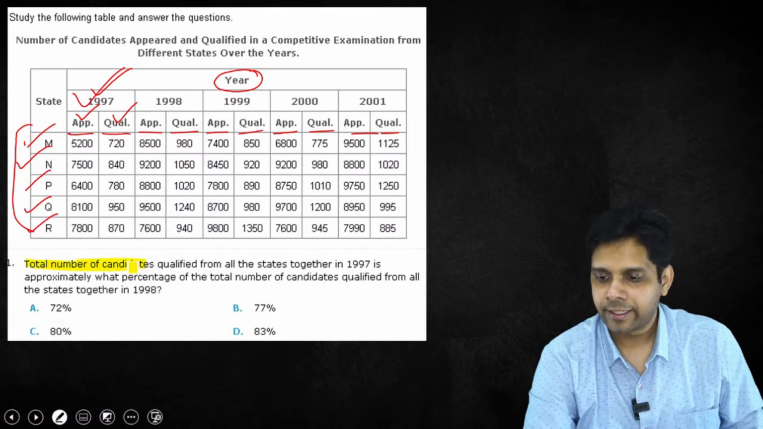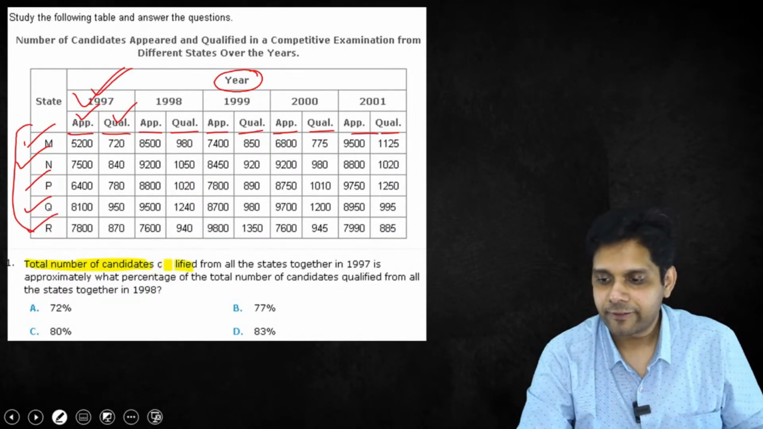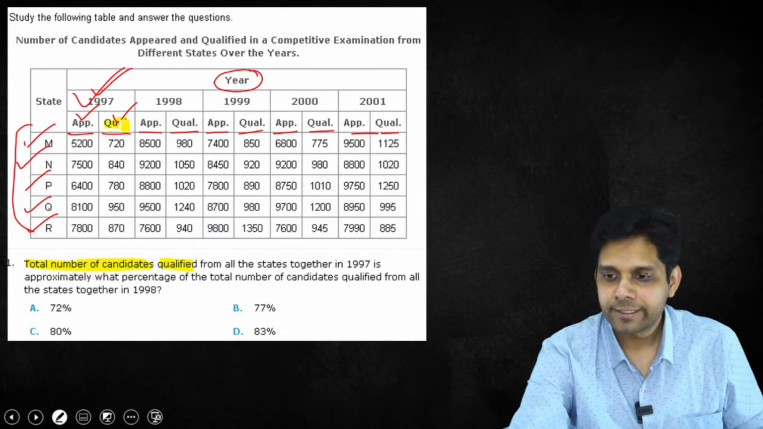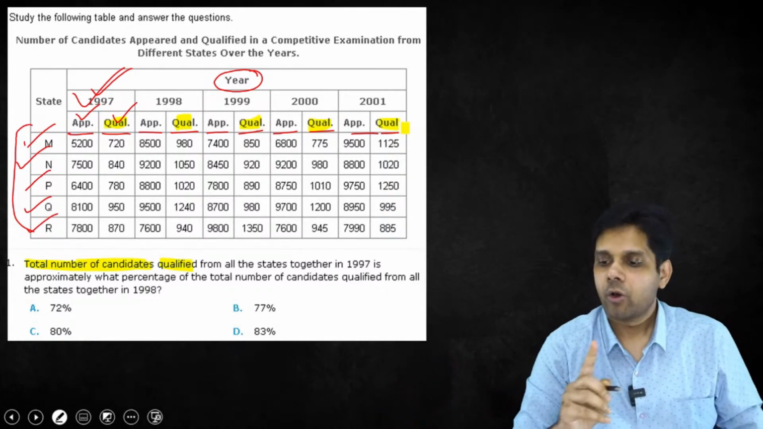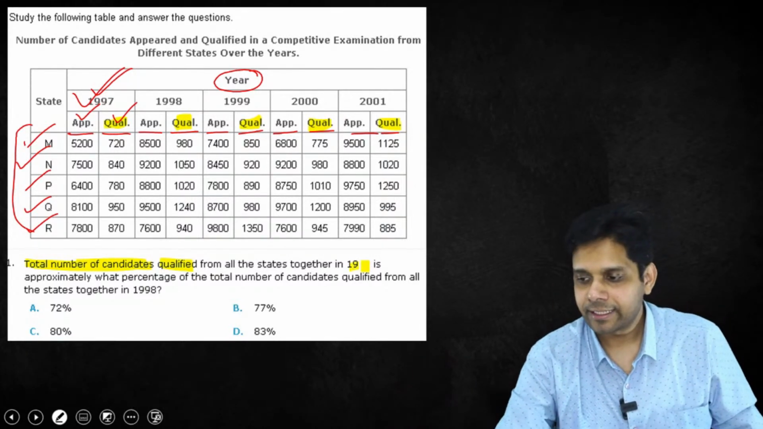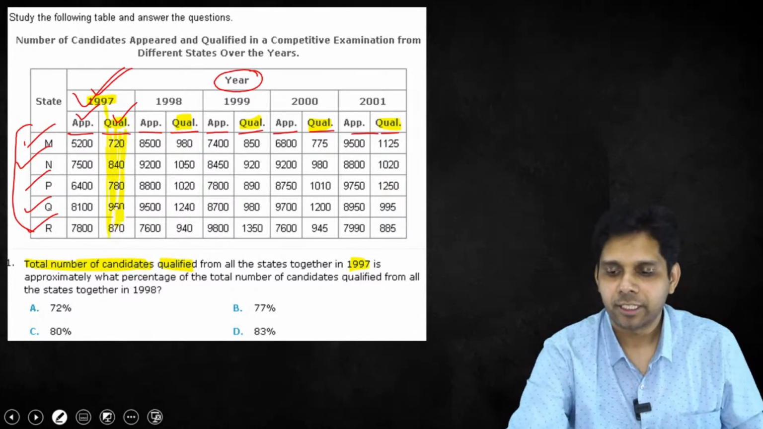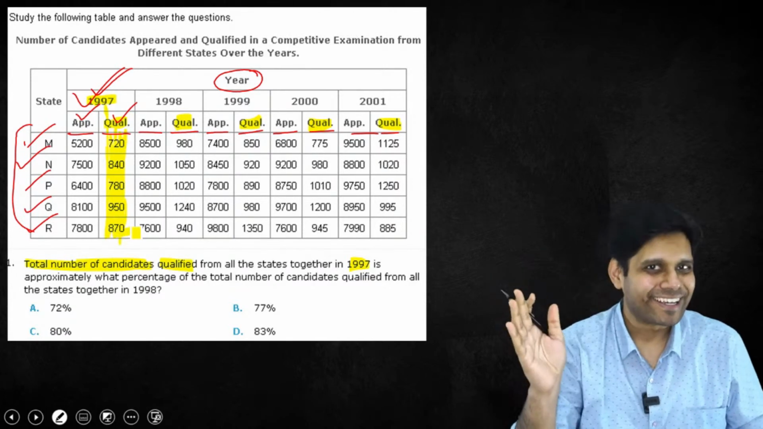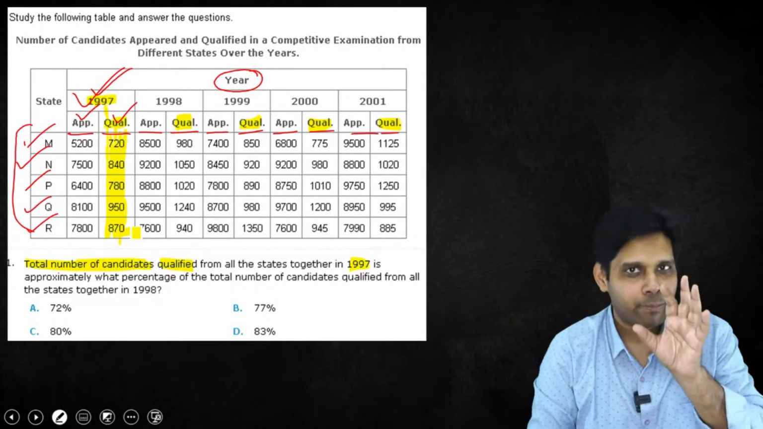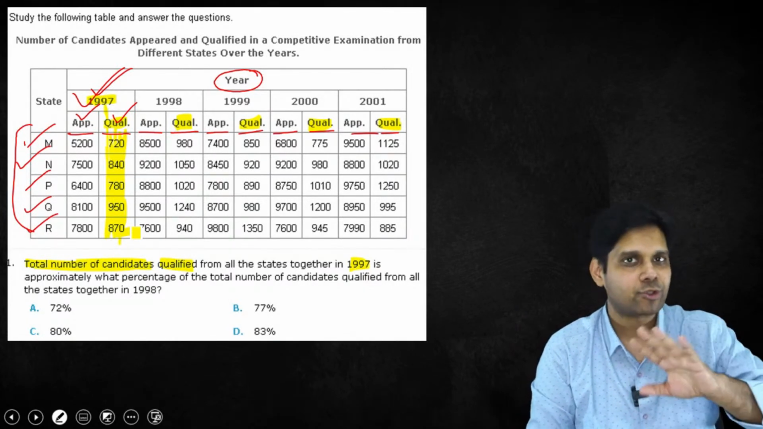Total number of candidates, first thing. Of what? Qualified. So this is the qualified column. I'm just highlighting. From all the states together in 1997. So for 1997, the qualified column is what I have to look at. Let me paint it yellow for you. Basically all this we have to do in exam mentally. Here I'm painting because you are practicing, and in practice an accident can happen. Otherwise in exam you should not start painting there.